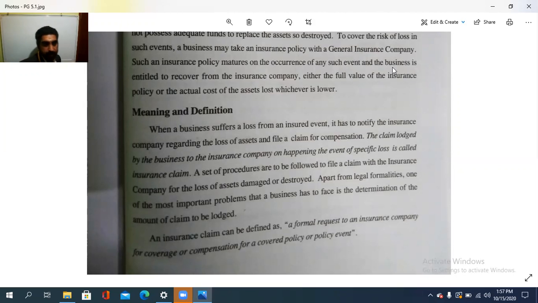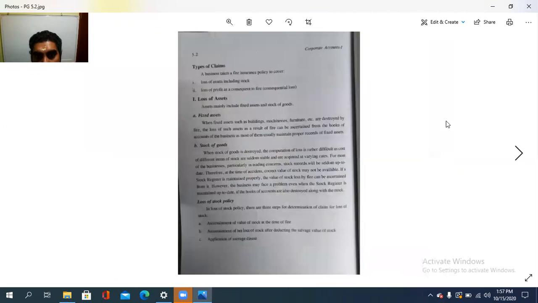So an insurance claim means a formal request to an insurance company by another organization for the coverage or compensation for a covered policy or policy event. So we are taking policies. If that particular problem arises, then should it be covered or not? If it is covered, how much amount do they need to get? That is the insurance claim. So it can be defined as a formal request by a company to the insurance company for the coverage of the compensation for a covered policy or a policy event. So this is the definition of insurance claim.